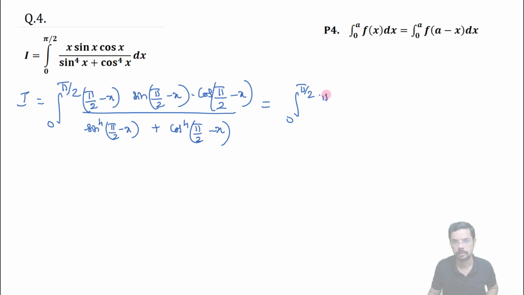This is pi by 2 minus x into this item. What is this? This item is cos x into sine x, that is sine x into cos x, divided by cos raised to 4 of x plus sine raised to 4 of x, but I am writing it in the order as it was.